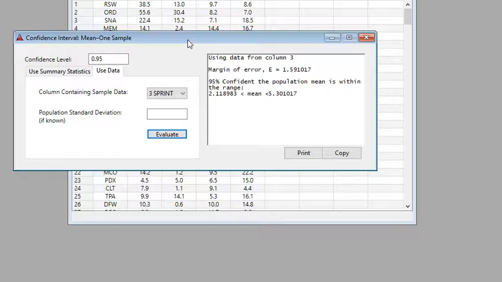So for problem number 26, we had a confidence interval of 2.11 to 5.30. So that's the 95% confidence interval. Let's take a look at that same thing for a 99% confidence interval. So I'll just retype that. Evaluate. This time I get 1.58, I'll call it 1.59, to 5.83.